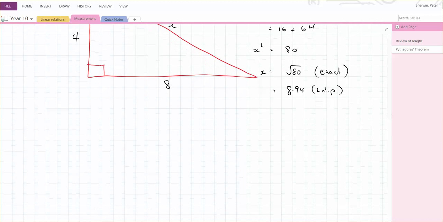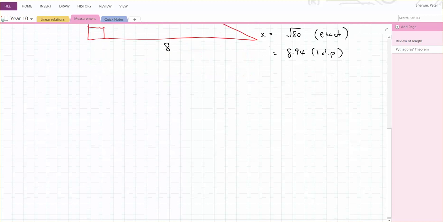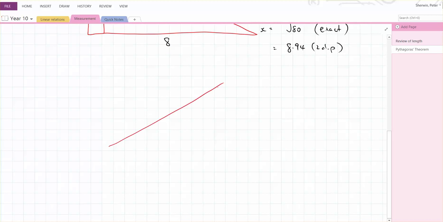Alright, let's have a look at another example where perhaps we are trying to find not the hypotenuse but one of the shorter sides, and there's a little trick in here that catches some people out. So I'm going to say this is 13 centimeters here, and that this side is 9 centimeters. So what's this side going to be? Okay, let's have a look at this.